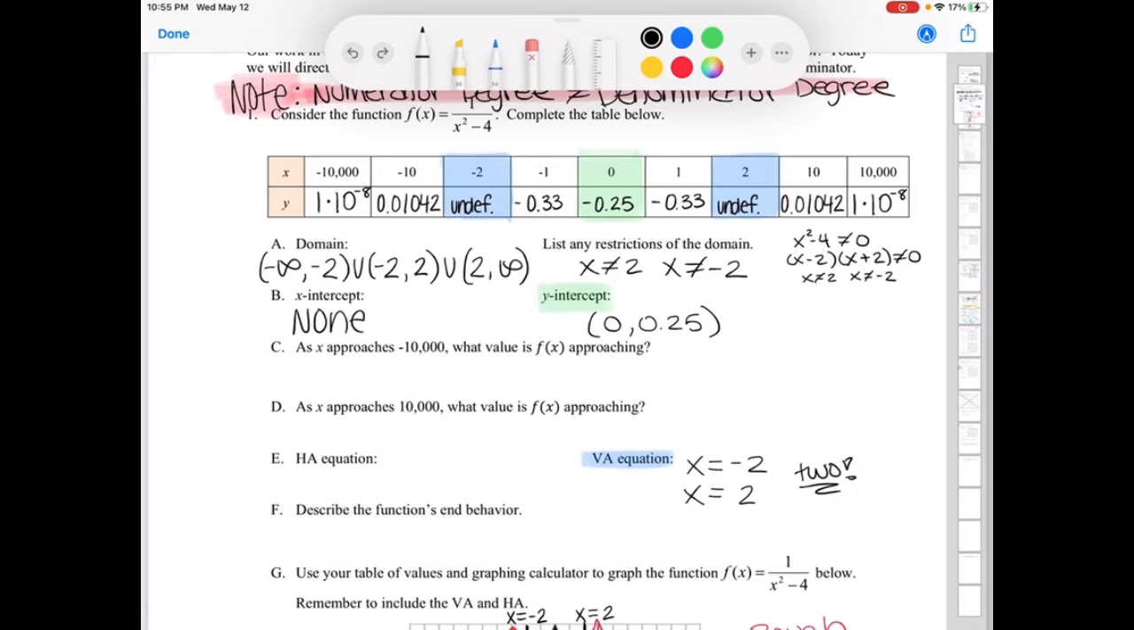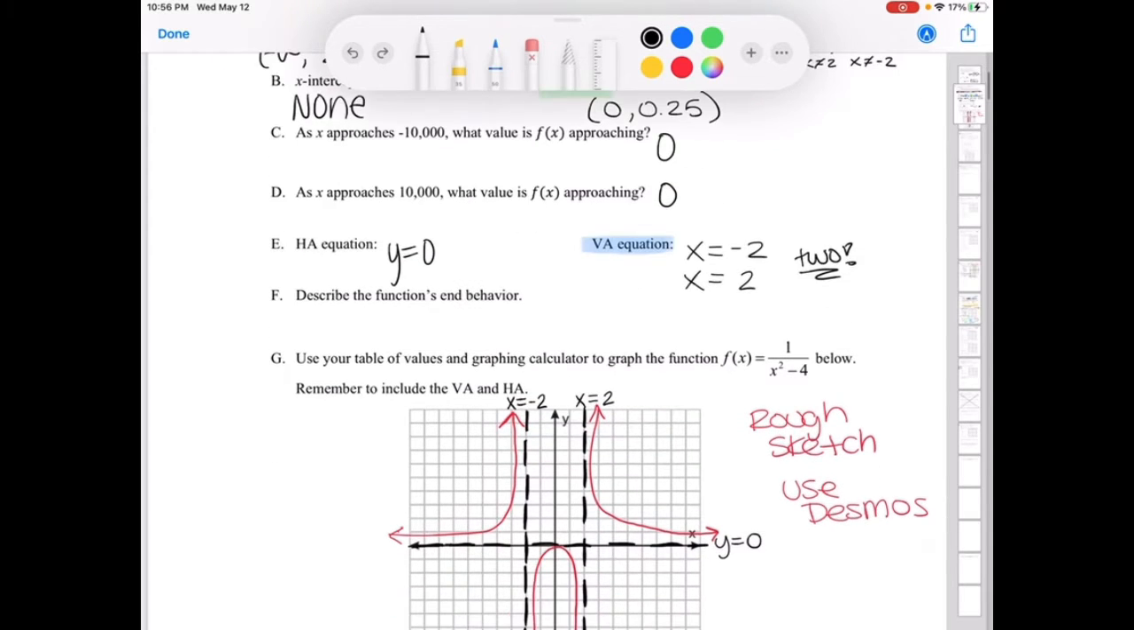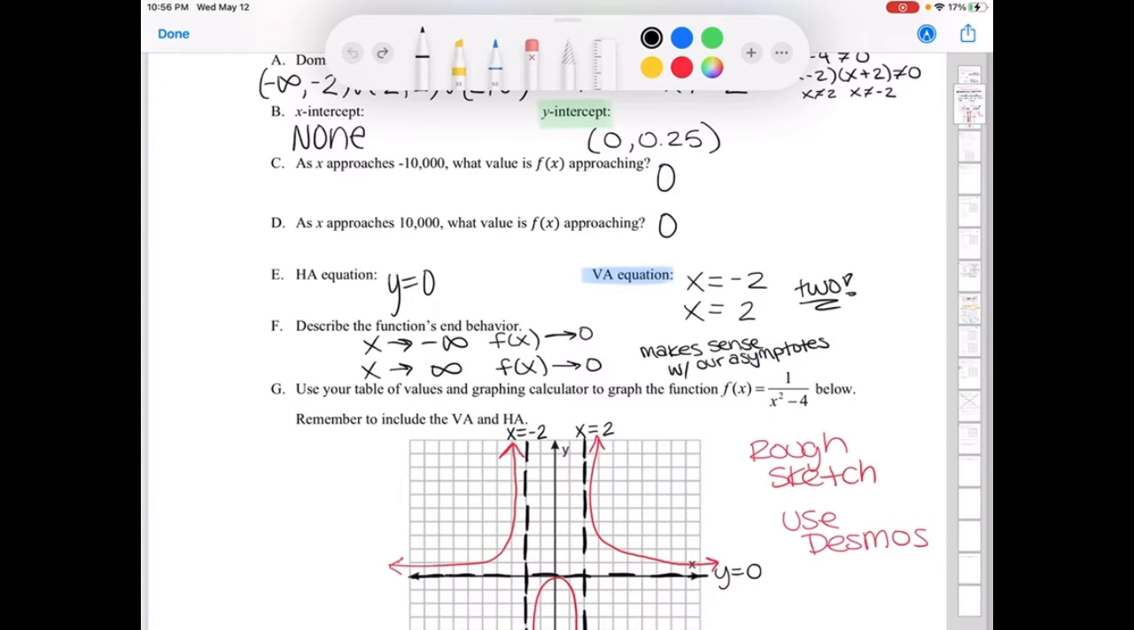So here, we're approaching 0 from either direction, and that's going to tell us that we have a horizontal asymptote at y is equal to 0. That's also going to tell us our end behavior, right? So as x is going towards infinity, or towards negative infinity, either way, your y is heading towards 0, which does make sense because our asymptote is y is equal to 0.